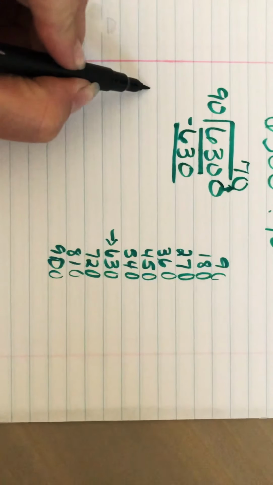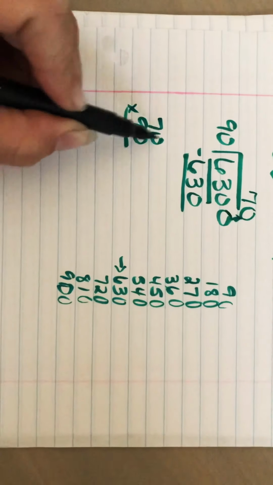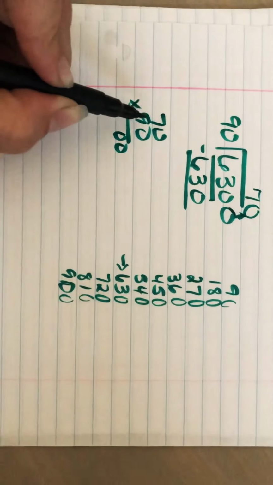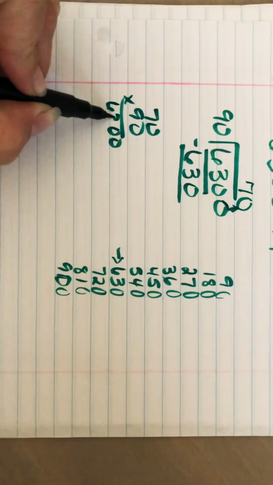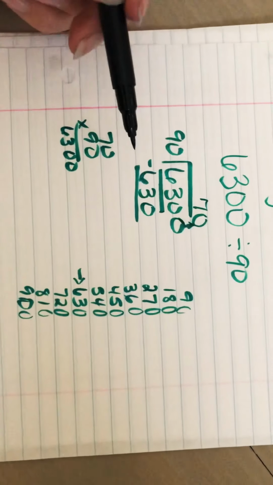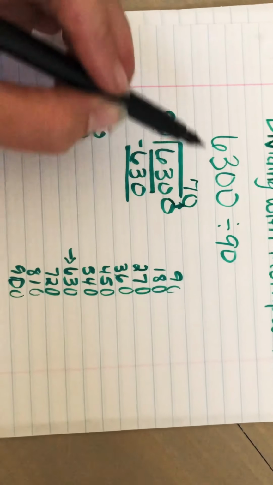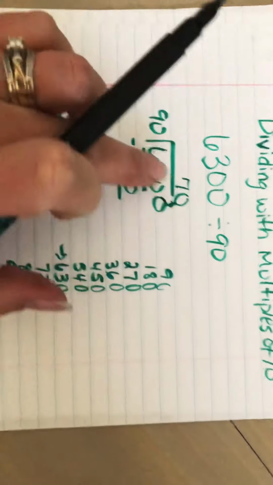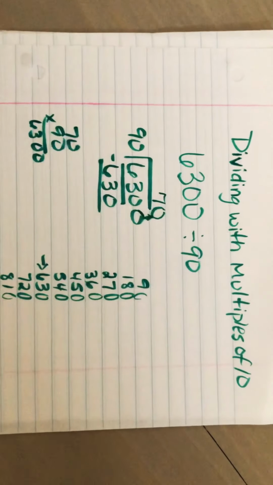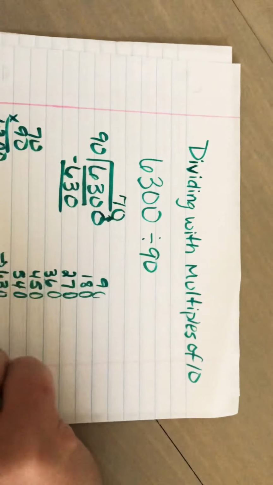90 times 70, 0, 0, right, your shortcut. 90 times 70 is 630, okay? Now, instead of doing this long drawn-out process, because today we're just doing multiples of 10, so it's going to be nice, easy numbers that we can work with. We should recognize our multiples pretty easily. I'm going to show you a shortcut.